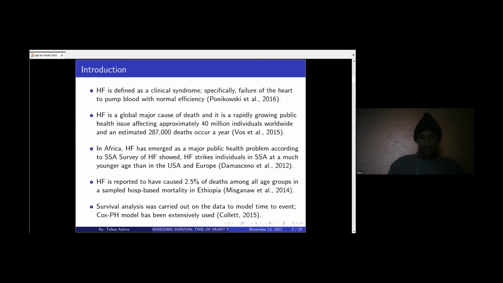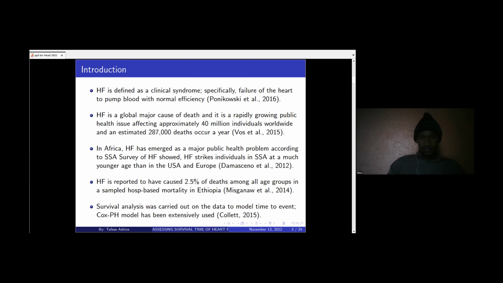In Africa, heart failure has emerged as a major public health problem. According to the Sub-Saharan Africa Survey of Heart Failure, heart failure strikes in Sub-Saharan Africa at a much younger age than in the United States and Europe. It is reported to have caused 2.5% of deaths among all age groups in a sample hospital-based mortality study in Ethiopia.